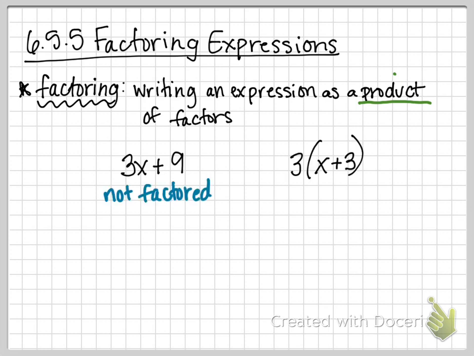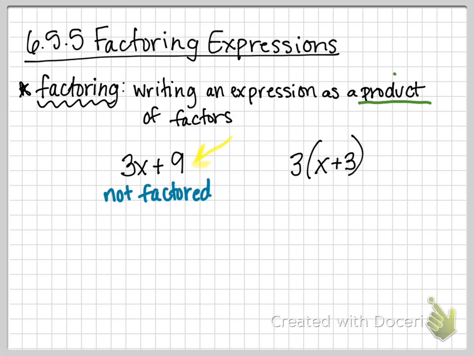Okay, here are two expressions, 3x plus 9 and 3 times the quantity x plus 3. These are equal. They say the same thing. One is not factored. Look at this one here that says not factored. To get to this value, all we did was distribute, right? We distributed in to get rid of the parentheses. But if we want to write this as factored, we can divide both of these terms.